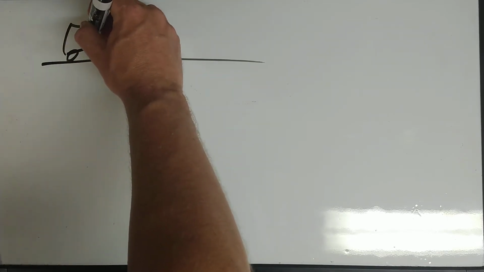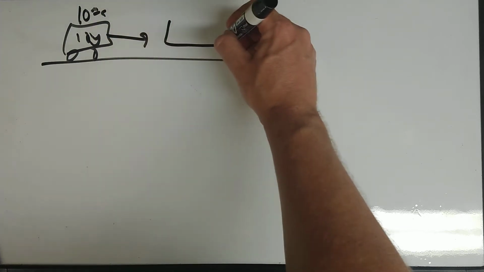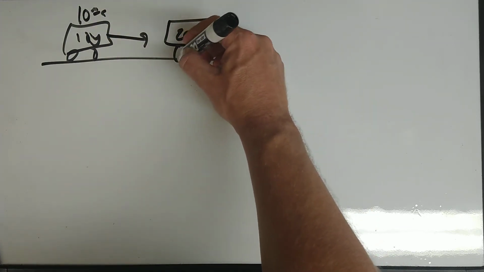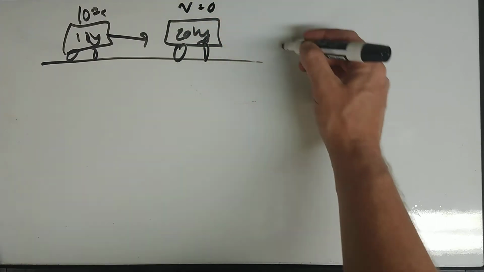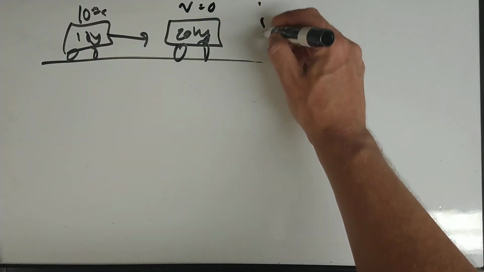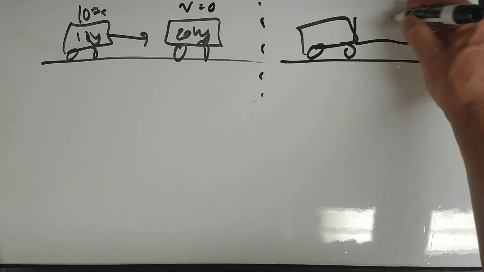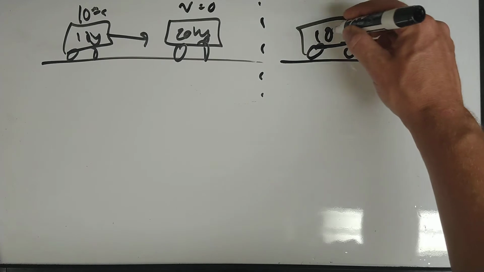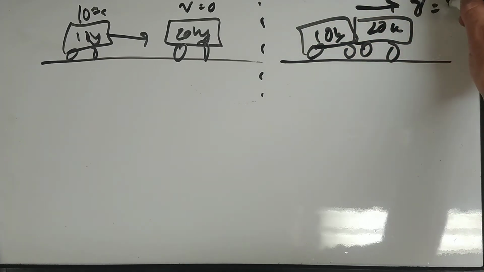Let's make it 10 kilograms, moving at 10 meters per second. It hits a 20 kilogram cart initially at rest. All right, initially at rest. They stick together, right? They roll off together now as one 30 kilogram cart. What speed do they roll off at?